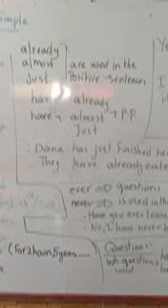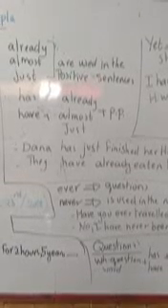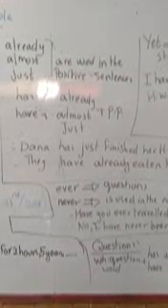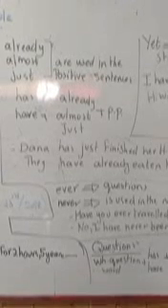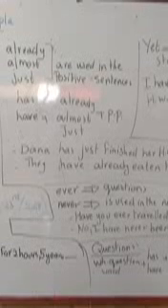Now we have already, almost, and just. They are used in positive sentences: has or have, already, almost, just, past participle. Already, almost, and just come in between the verb to have and the past participle of the verb.